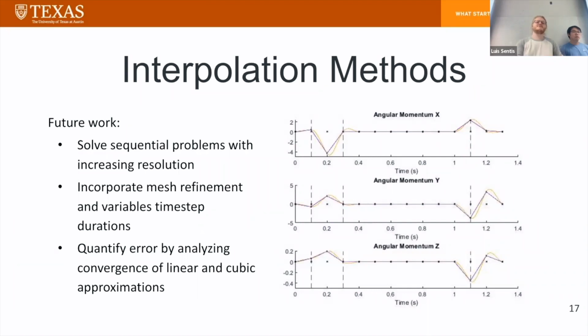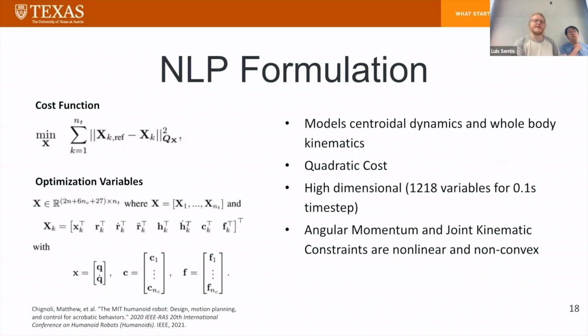Some other things would be incorporating variable knot points, obviously. So if there's poor convergence here, you can just add more knot points in that one spot. And quantifying the error by looking at those 2 solutions is another thing that can be done to analyze how well your NLP is actually approximating the true solution.